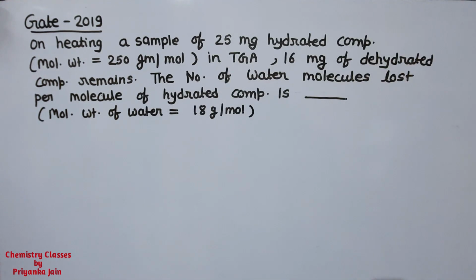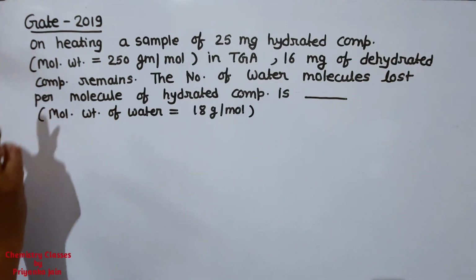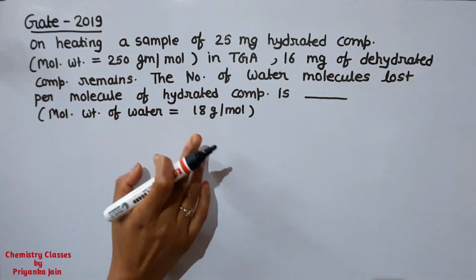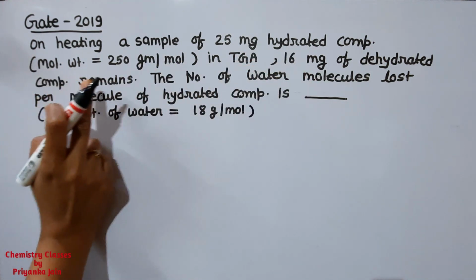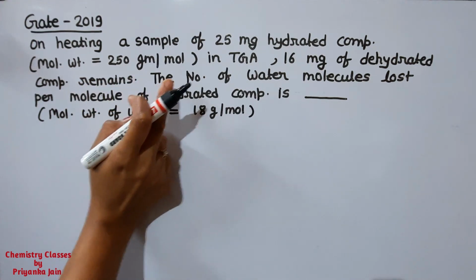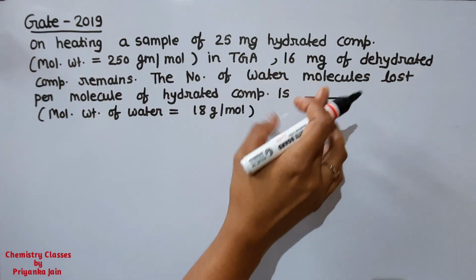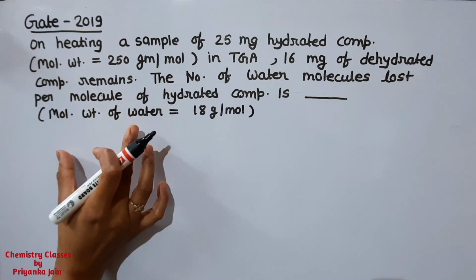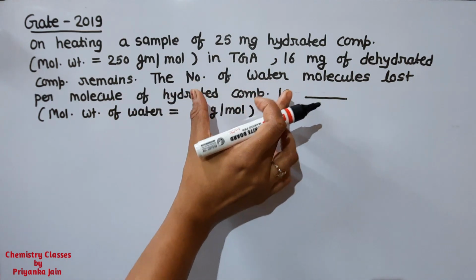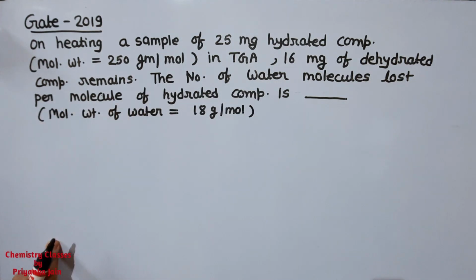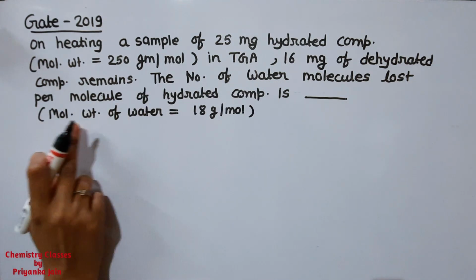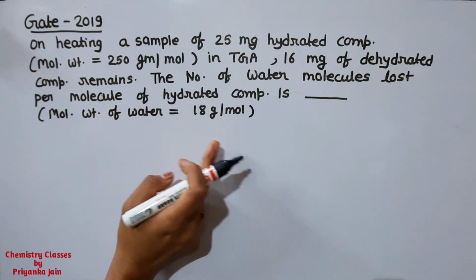Okay, now see a very interesting question from GATE 2019. On heating a sample of 25 milligram hydrated compound, molecular weight 250 grams per mole, in TGA, 16 milligrams of dehydrated compound remains. We have to find out the number of water molecules lost per molecule of the hydrated compound, and the molecular weight of water is given as 18 grams per mole.